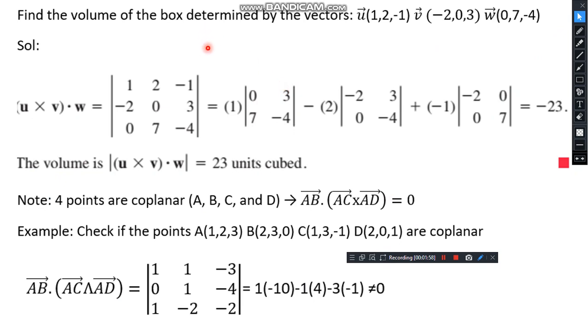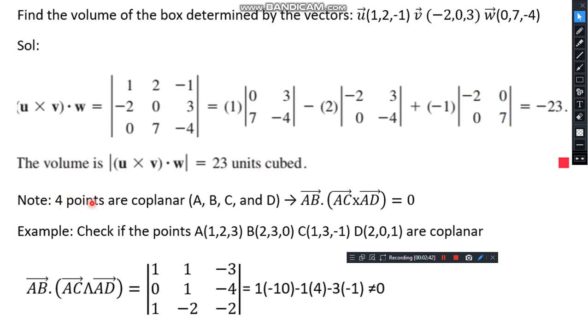Let us take an example. Find the volume of the box determined by the three vectors. As we said, this is called the box product or triple product. So you put U, V, W. You start with 1, cancel row and column, you have 0, 3, 7, minus 4, minus 2, and now we said plus, minus, plus, cancel row and column, you have minus 2, 0, 3, minus 4, minus 1, you keep it as it is. So it will be 1 into 0 minus 21, minus 2 into 8 minus 0, minus 1 into minus 14 minus 0, you're going to get minus 23. Since we're talking about volume, it will be 23 unit cube.